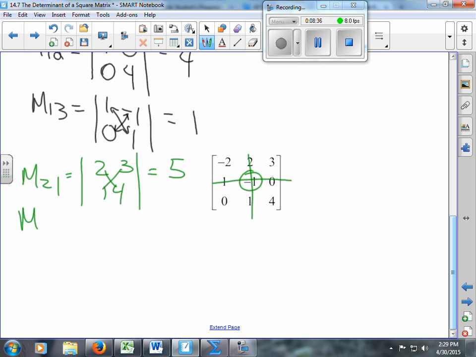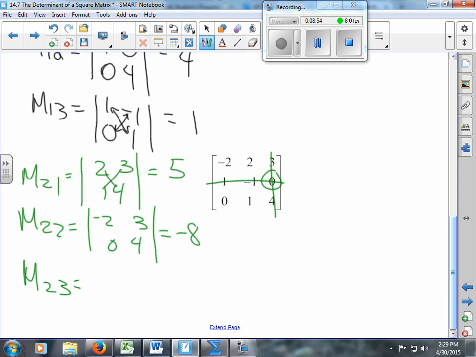I want to do minor row 2, column 2. So that's the determinant of -2, 3, 0, 4. And that's going to be -8 minus 0, or -8. Last one. Okay, so now what's the minor of the row 2, column 3 entry? That's going to be -2, 2, 0, 1, the determinant of that. And so this is -2.